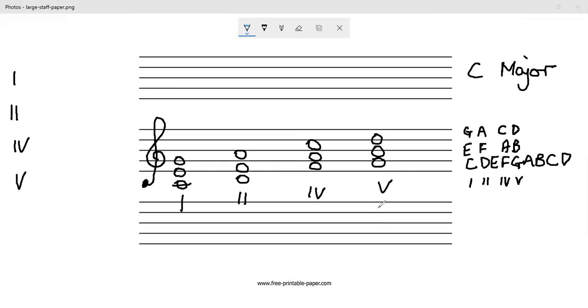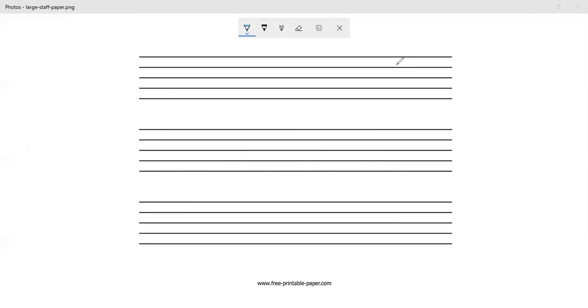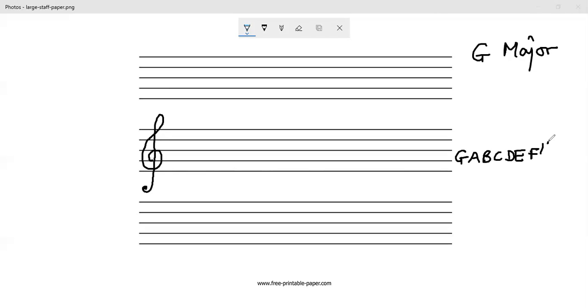So let's just have a little go at that and see what we mean by that. So let's do some chords now just to show you. We'll do some chords in the key of, let's do G major. So we're going to do G major this time. So the first thing we do, if you remember, we're going to write the scale out. So we're going to write G, A, B, C, D, E, F sharp. Don't forget there's an F sharp in G.